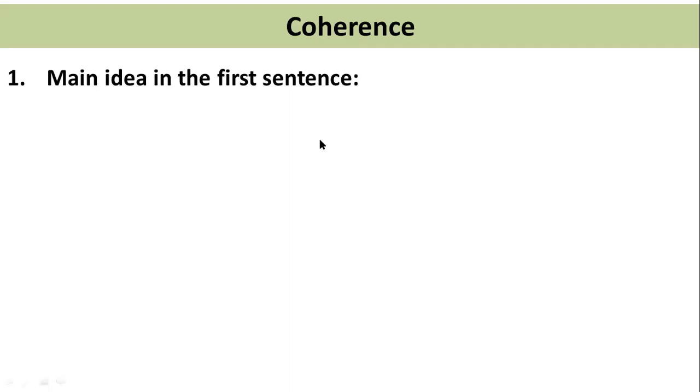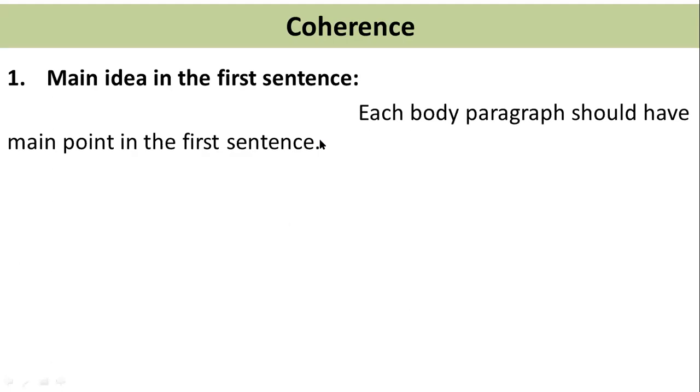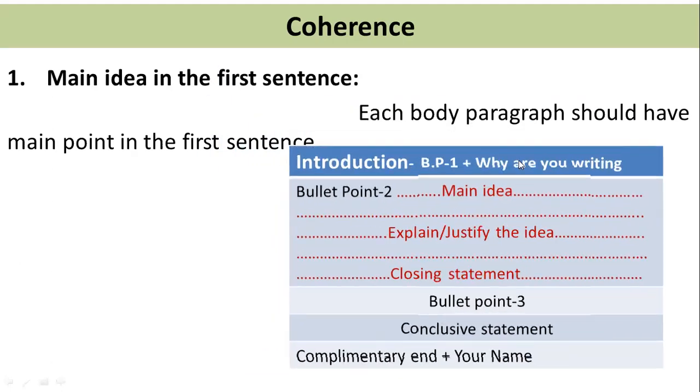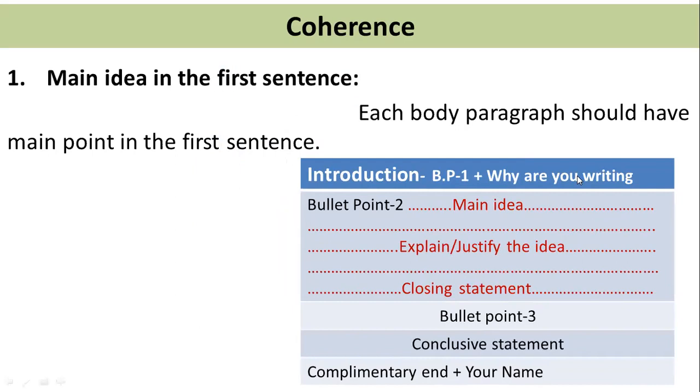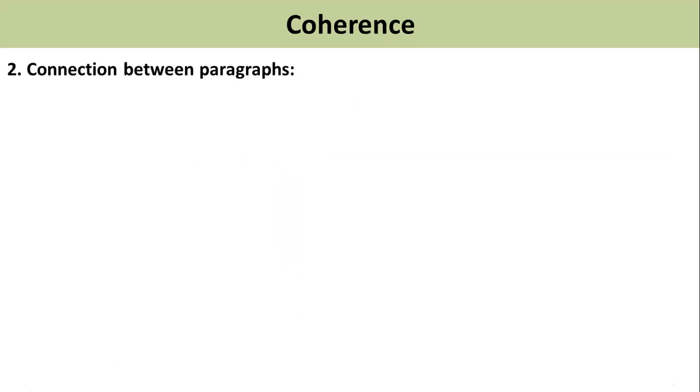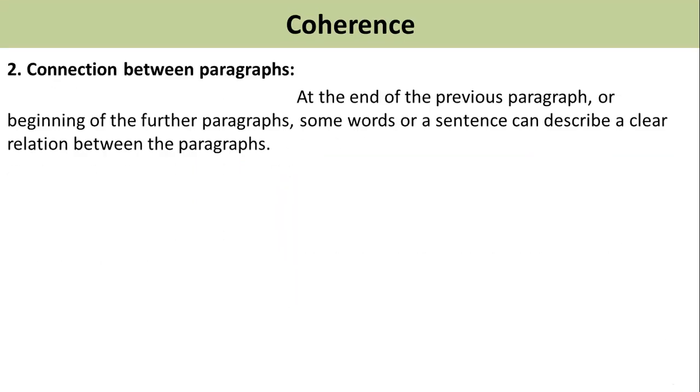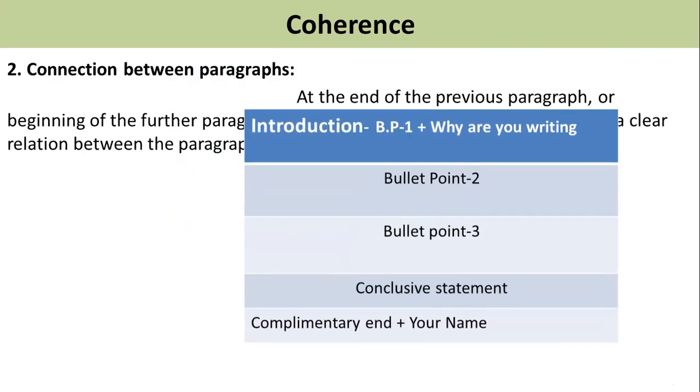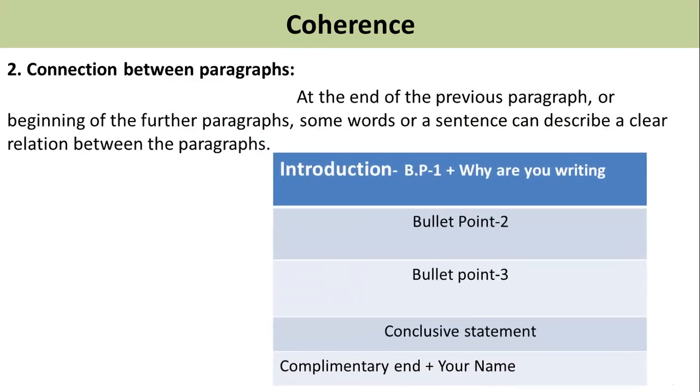Main idea in the first sentence: I have already told you that there must be a main idea. This is the example of this. Each body paragraph should have its main point in the first sentence like this. The second question was about connection between paragraphs. I said that at the end of the previous paragraph or the beginning of the next paragraph, some words or a sentence can describe a clear relation between the paragraphs. That is what I have already told you, and I gave an example here.